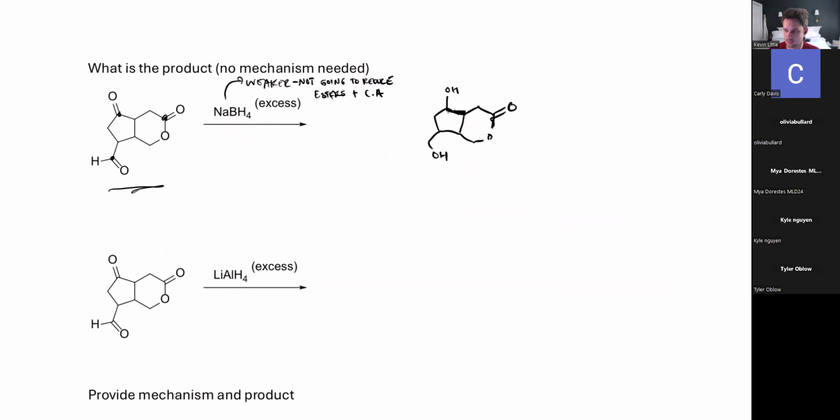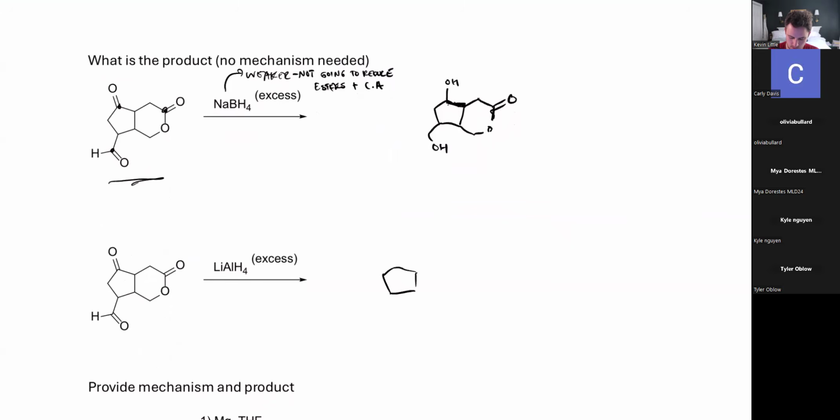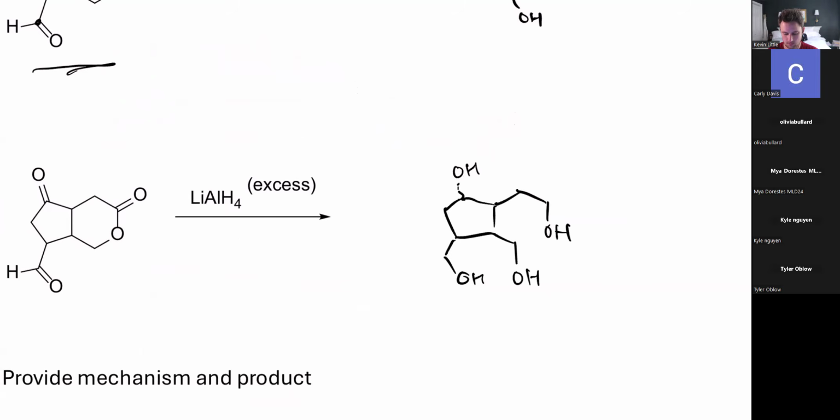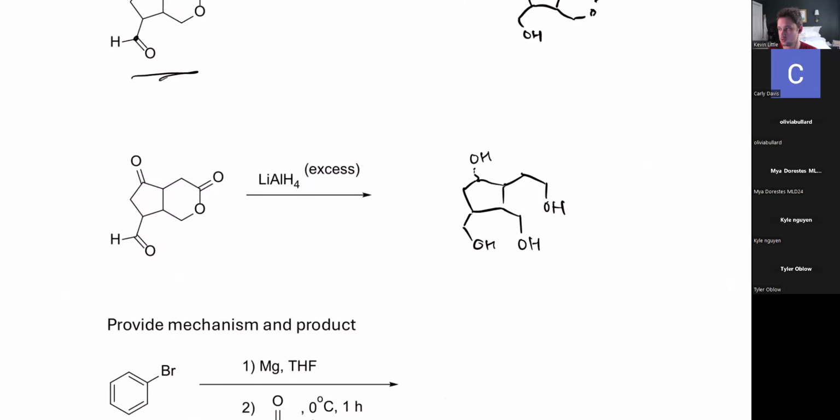The flip side of this is LAH reduces everything. So just like the sodium borohydride, I'm going to reduce the aldehyde and the ketone, but I'm also going to reduce the ester down to an alcohol, which is going to put an alcohol over here as well. So I would challenge you to go through this mechanism, see how I got to this product. Why is there an OH here and an OH here? Why did I break this ring? If you follow the mechanism, you should be able to figure that out.